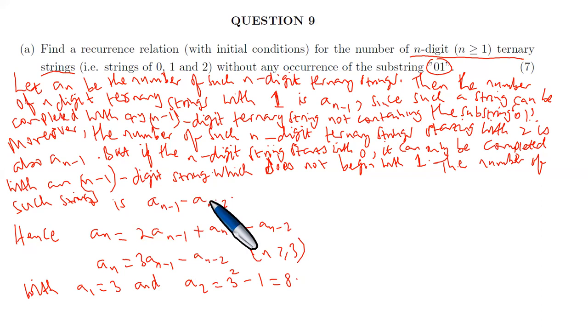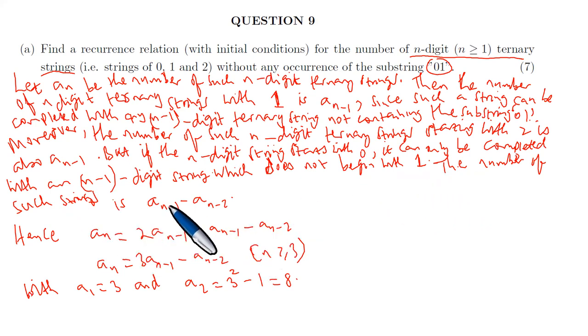Okay, so you have a sub n for those strings that begin with zero, so you'll have a sub n minus 1. Right, because you said that if the n-digit string starts with zero, it can be completed with an n minus 1 digit string which does not begin with one. Because you start with zero, then you can't start the other string with one. So you can complete it with an n minus 1 digit string, and hence the n minus 1.